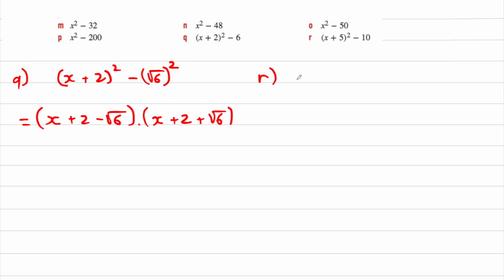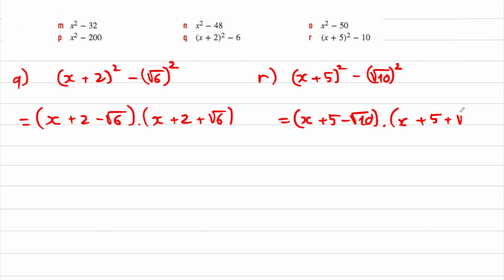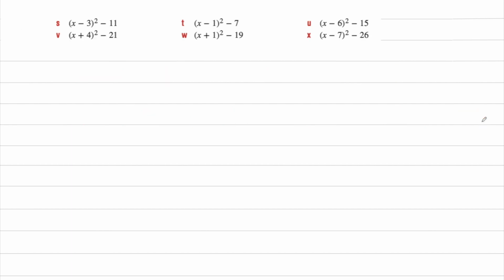The same idea with the next question, x plus 5 square outside and then square root 10 and square outside like here. X plus 5 minus square root 10, and the next one is x plus 5 plus square root 10 here. That is question R. The new one is question S. Yep, I can write down the answer immediately. The first form will be the difference, and the next one will be the sum.